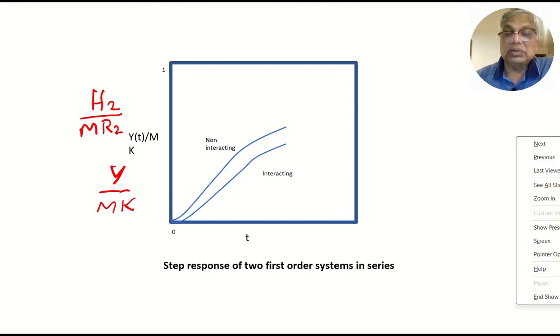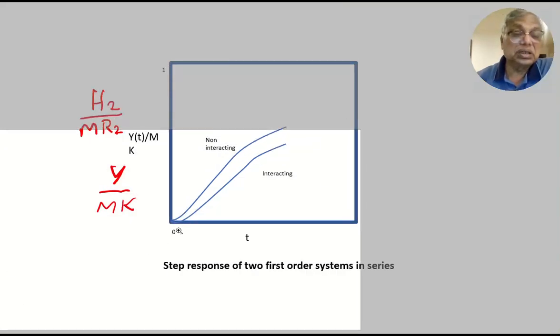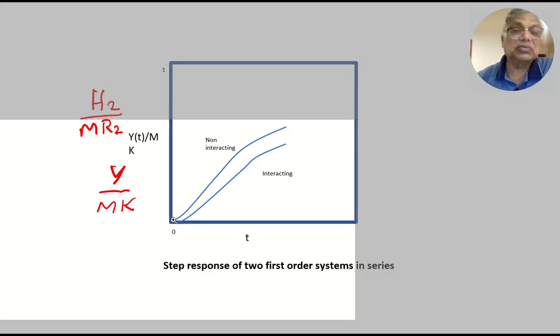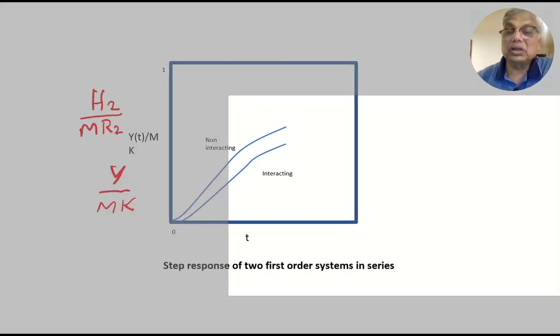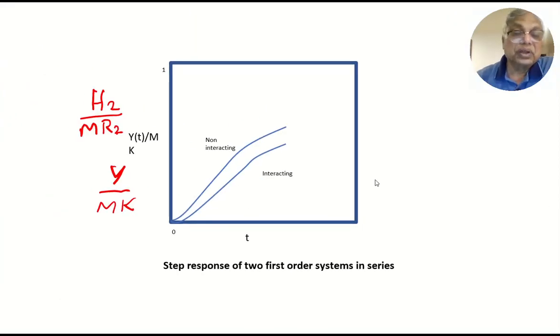So the transfer lag exists at both places. For both cases transfer lag exists, and transfer lag will be more for interacting systems than for non-interacting. Okay, right. So that much for the overall transfer function of interacting tanks or interacting systems compared with non-interacting systems.